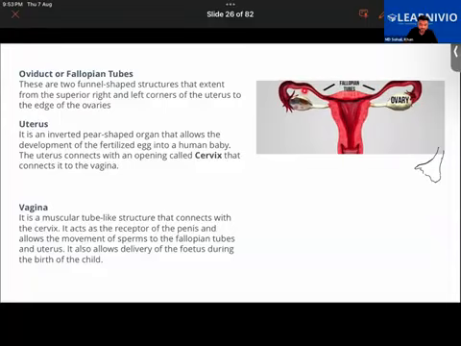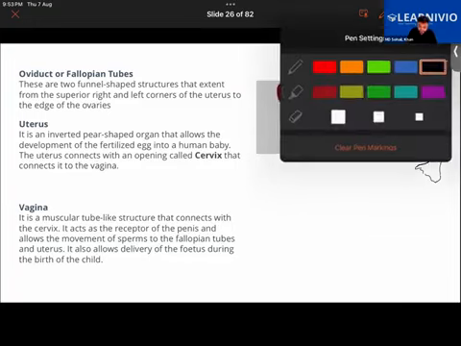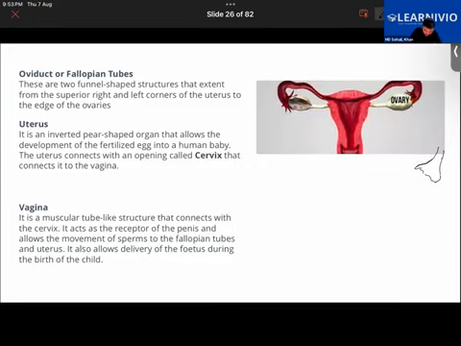So this fallopian tube or oviduct, the funnel-shaped structure, is present on the left and the right, on the superior left and right corners of the uterus, or we can say at the edge of the ovary. This fallopian tube is the site of fertilization. This is where fertilization is going to happen.